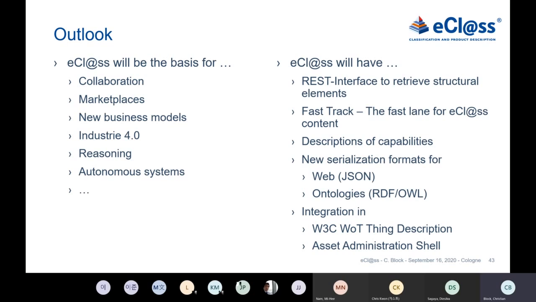We are working on dynamic descriptions, like descriptions of capabilities. We are working on new serialization formats. ECLASS is serialized as XML and CSV at the moment. We are working on JSON, and furthermore, we are working on the RDF representation. And this allows then integration in further exchange formats like the Web of Things description and the asset administration shell.